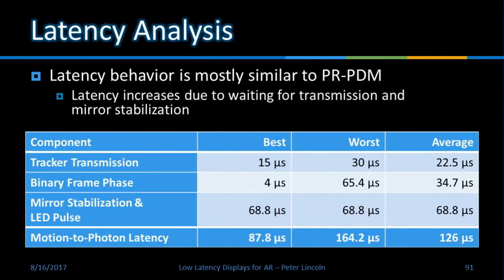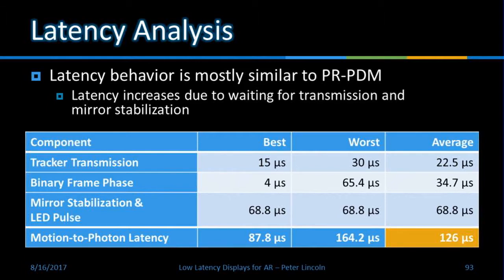Now, the latency analysis for the system is very similar to that of the previous implementation. The latency variation varies mostly as a result of waiting for the transmission and stabilization of the mirrors to occur. In contrast, the PR-PDM system had a constant on illuminator. So as soon as the mirror moved, you could see the change. Now we have to wait for all the mirrors to move to the right position before we pulse the light for a very short time. And so these changes take more time.